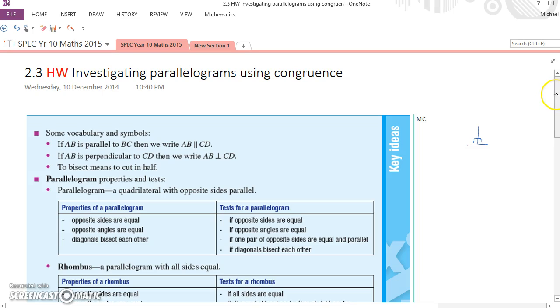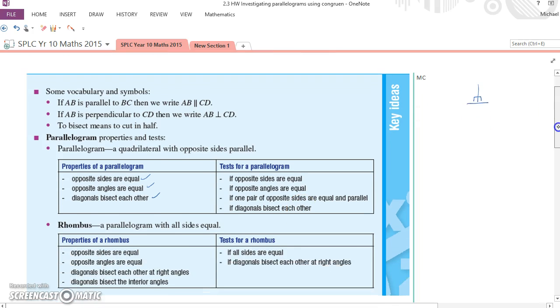What is a parallelogram? A parallelogram is any quadrilateral with opposite sides parallel. What properties does that include? If both opposite sides are parallel, they will be equal, opposite angles are equal, and the diagonals bisect each other. And if any of those tests on the right are true, then you are going to have a parallelogram.